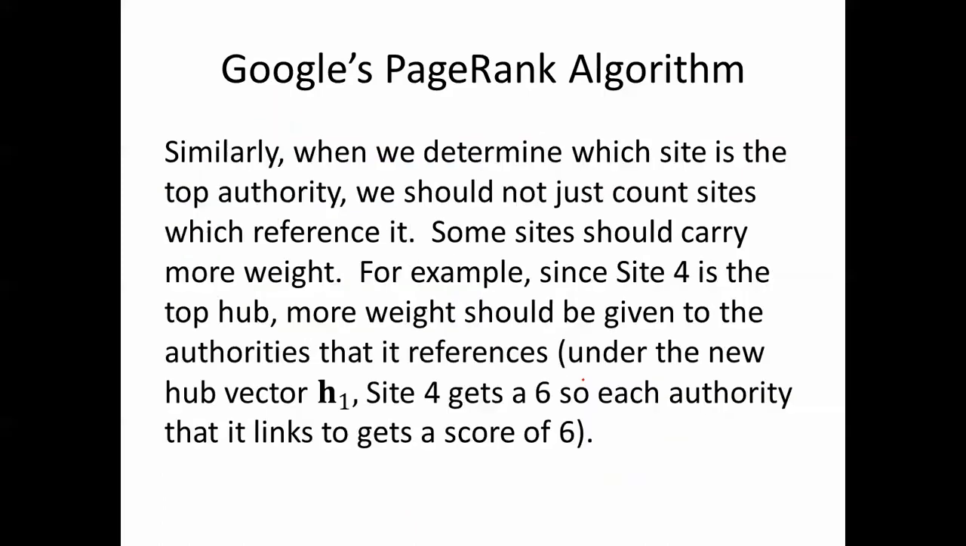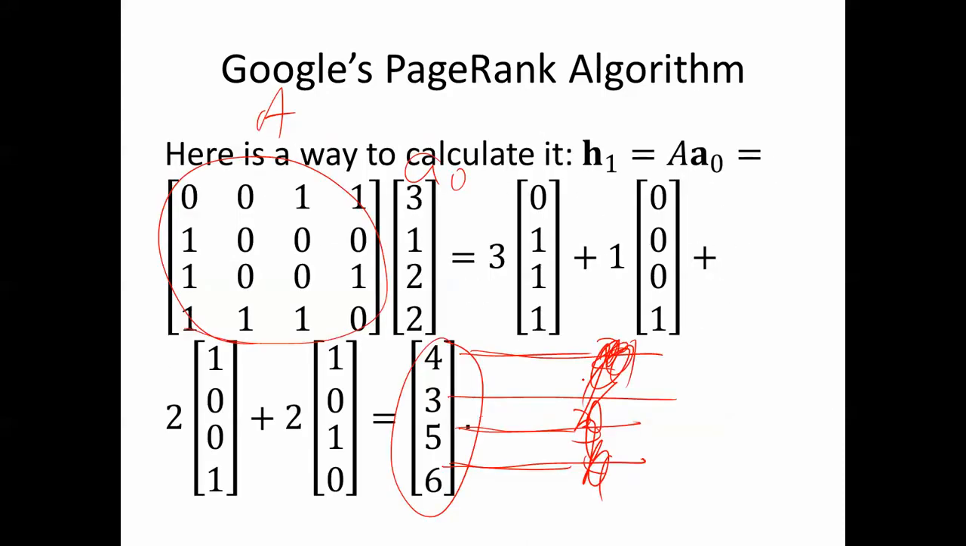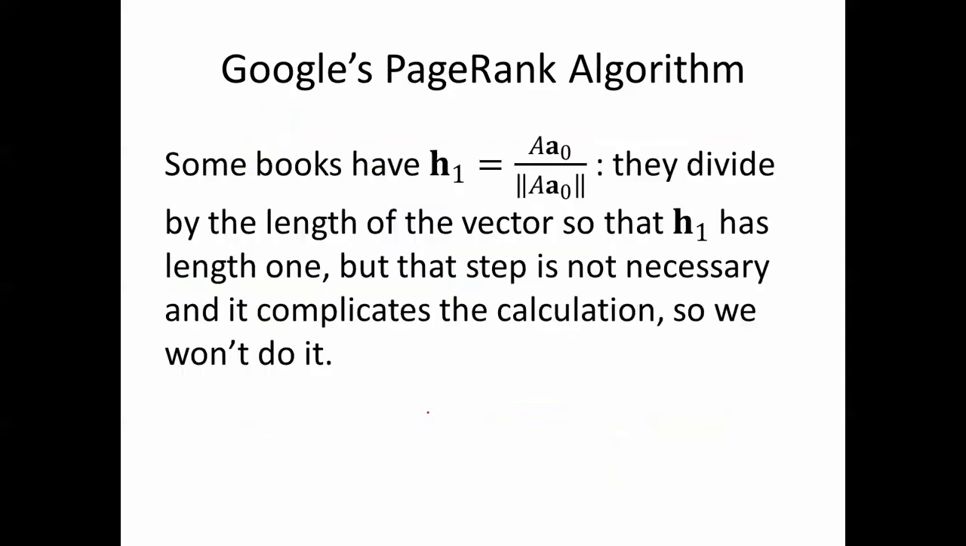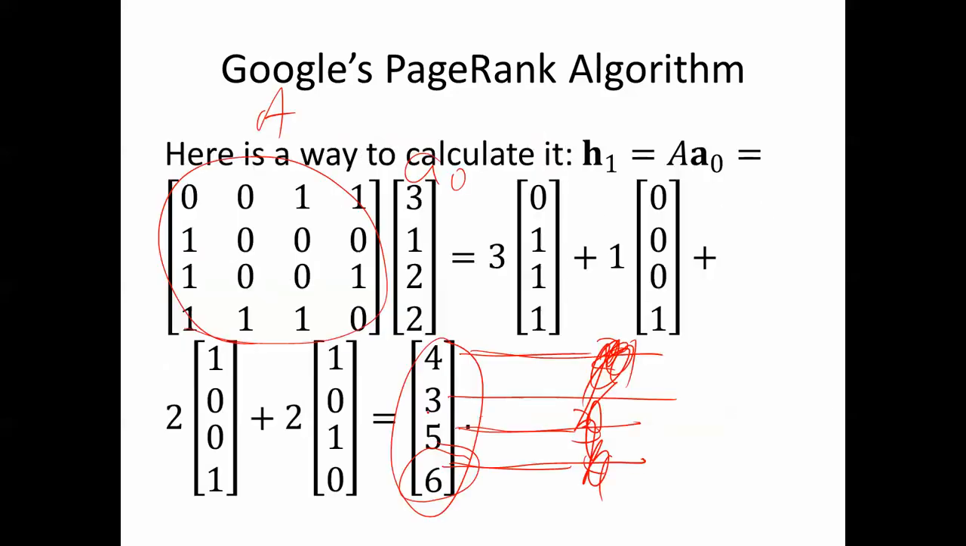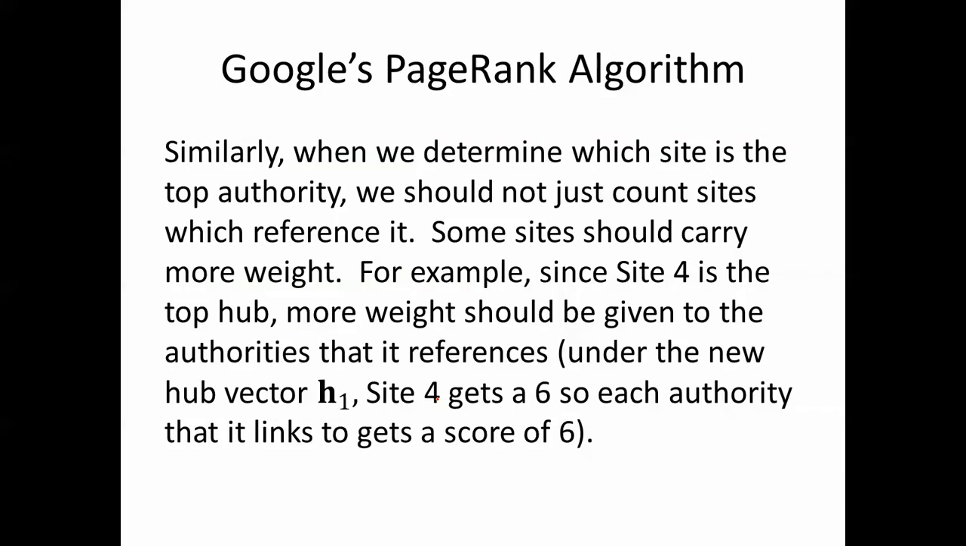Okay. Similarly, when we determine which site is the top authority, we should not just count sites which reference it. Some sites should carry more weight. For example, since site 4 is the top hub, we just saw that a moment ago, then more weight should be given to the authorities that it references. Now, under the new hub vector, site 4 gets a 6. We saw that a moment ago. Each authority that it links to gets a score of 6.